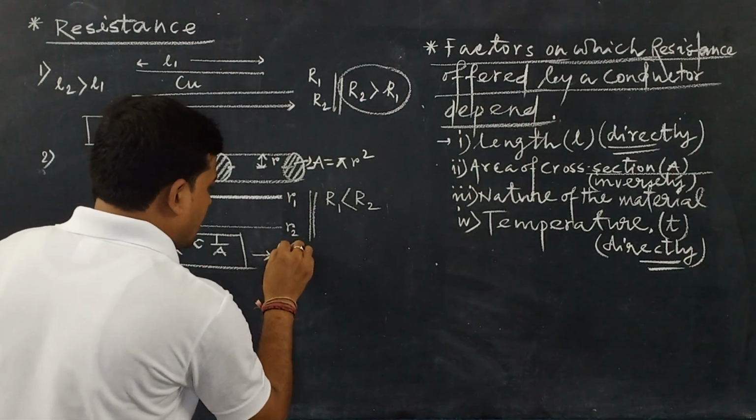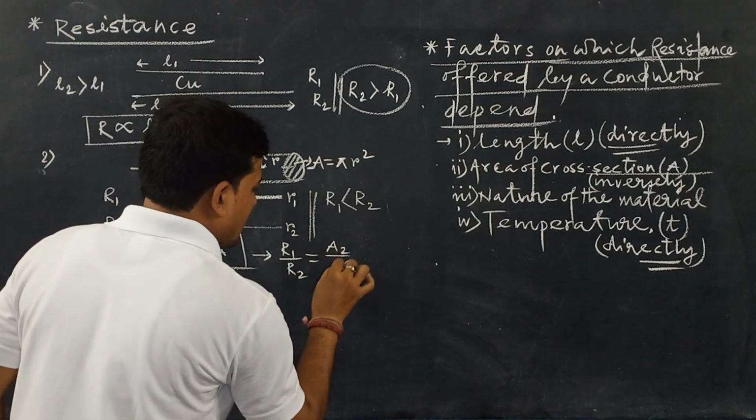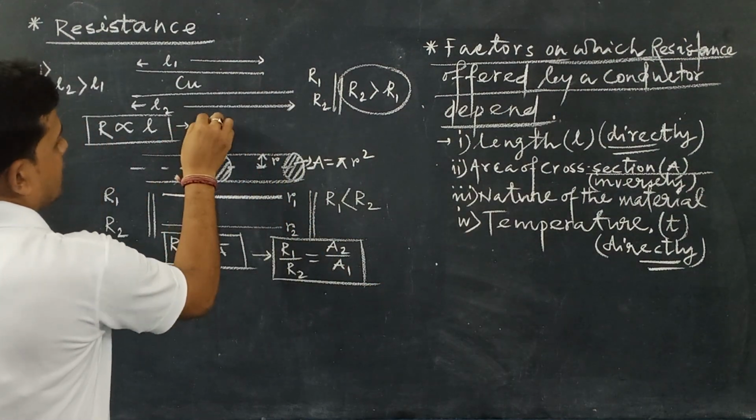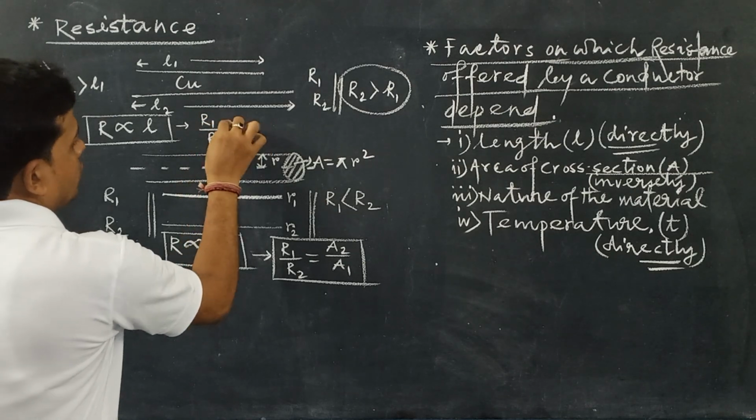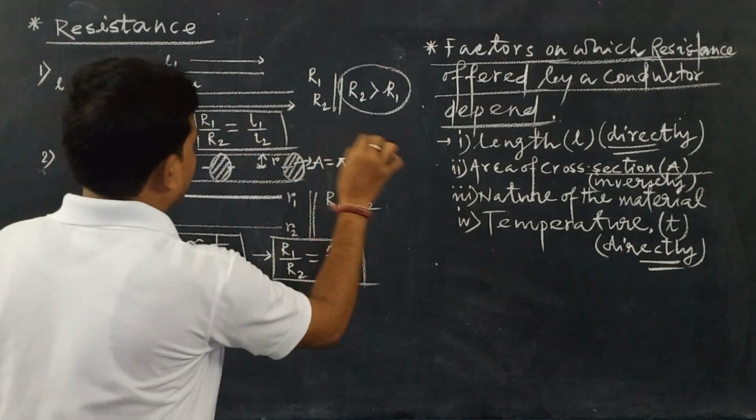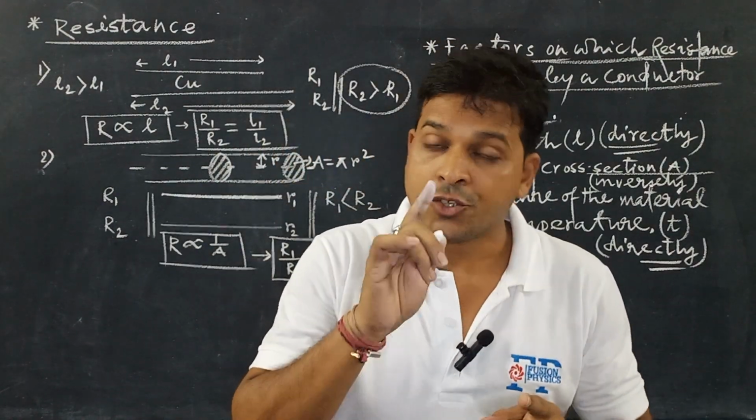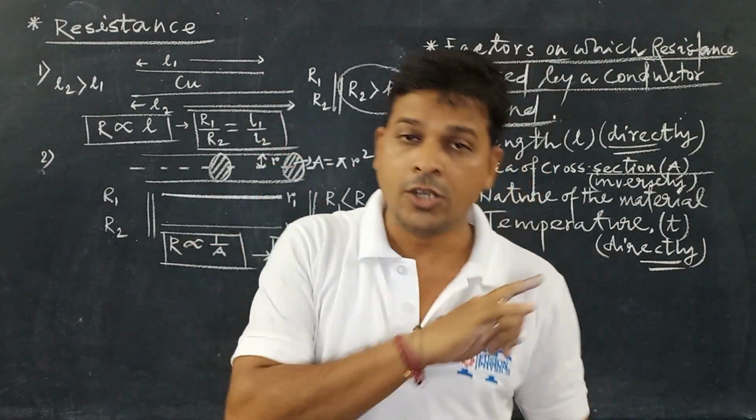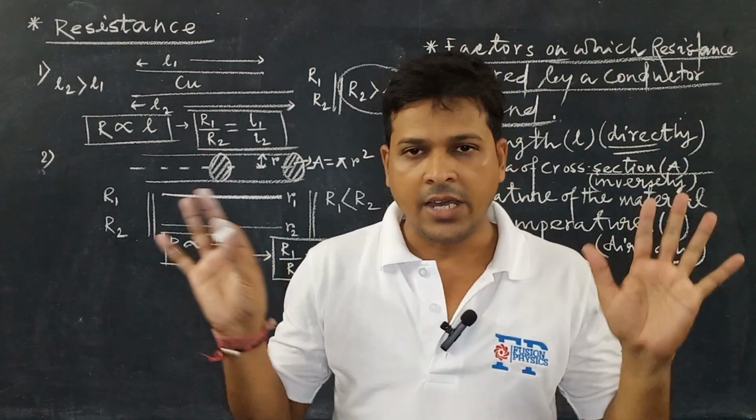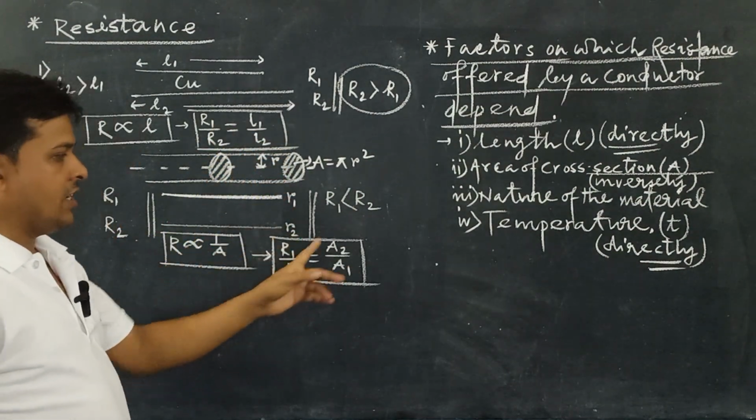Mathematically, for two wires we can write this as R1 by R2 equal to A2 by A1, inverse relation. Similarly, for the two wires, in case of the length we can write R1 by R2 equal to L1 by L2. As they are directly proportional, the relation will be this. A very frequently asked question: the ratio of the length of the wire will be given in your question paper.